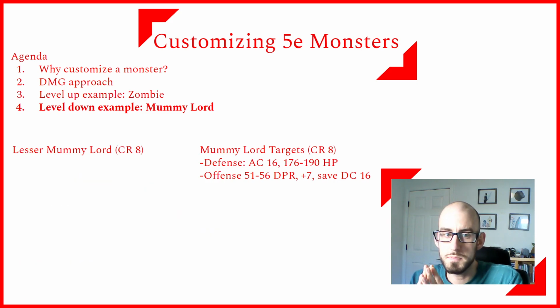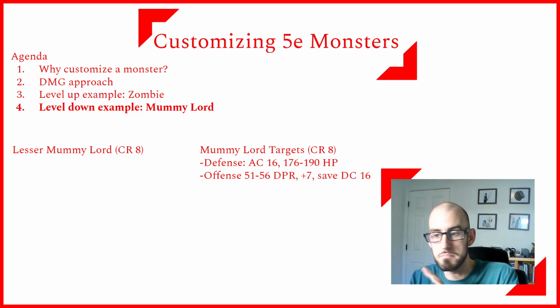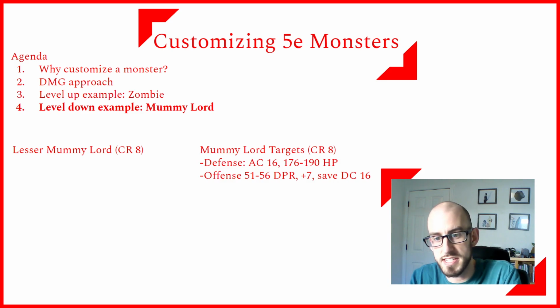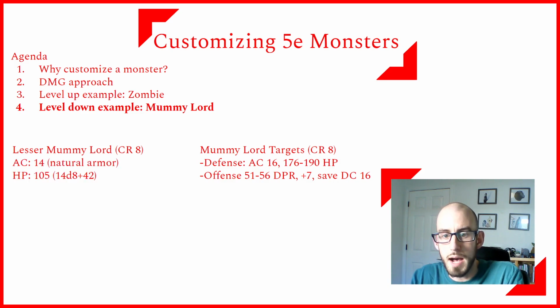Now, we are going to be down leveling this CR 15 Mummy Lord to challenge rating 8. So I'm going to call this a lesser Mummy Lord. So how are we going to do this here? Again, our defensive targets are an armor class of 16 with 176 to 190 hit points. And our offensive targets are 51 to 56 damage per round with a +7 to hit and a save DC of 16. So I'm going to do an armor class of 14 and a total hit points of 105 here.